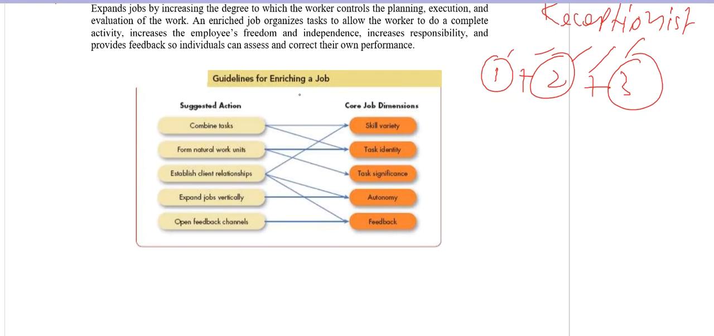And here are the guidelines for job enrichment. If you want to enrich the job, here are the job dimensions: skill variety, task identity, task significance, which we have studied. And there should be combined tasks. Combined tasks means when we want to enrich the job, there should be multiple tasks performed by one person. Form natural work units. We have to establish a very good relation with the client. We have to expand the job vertically, and open feedback channels, so that we give feedback on the performance of employees.